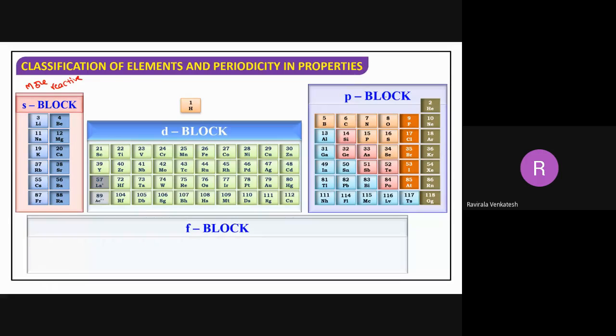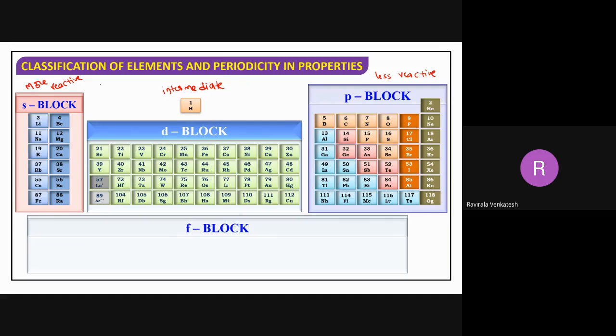Of course, fluorine is highly reactive, but generally they are very less reactive when compared to this one. They are less reactive because they lose a larger number of electrons. Now the d-block, being present between the s and p blocks, will have intermediate properties. Intermediate properties between what actually? Between the s and p blocks.